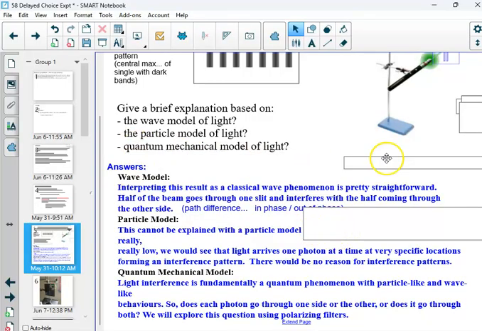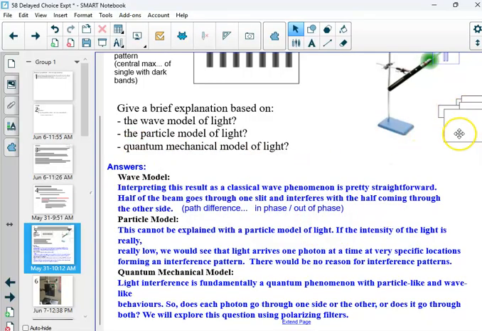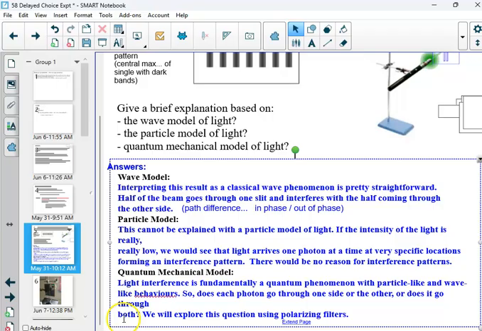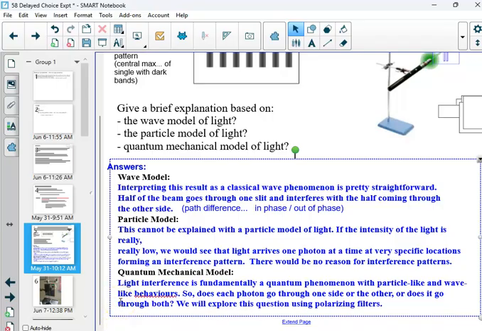And then how can we describe it based on the quantum model? Of course, then light. The graph's all messed up here. One sec. So light interference is a quantum phenomenon, where you have particle light and wave light behaviors. So each photon can go through one side or the other, or does it go through both, or whatever?